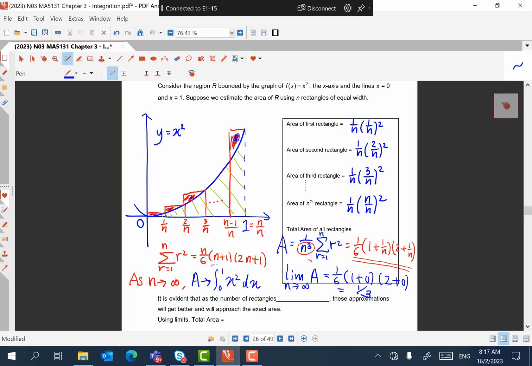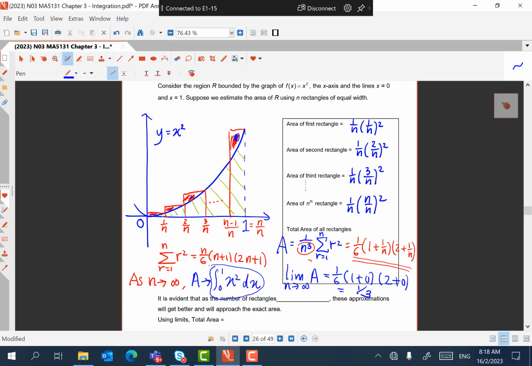If you were to integrate this the usual way and then put in the limits, you find that it is also 1/3. It is not coincidental. It actually works like this: from the summation of the areas of the rectangles, you can actually obtain the area under the graph. Interesting, right?